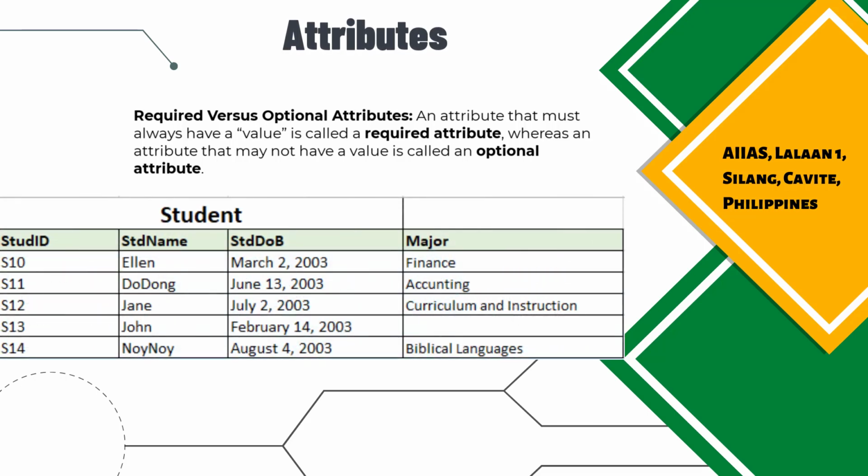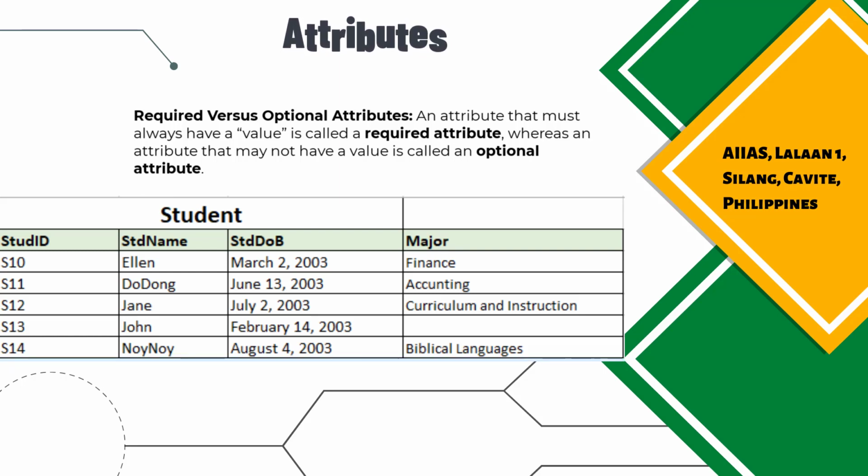Let me show you an example. Here, I have an entity called student, and the attributes are student ID, student name, student date of birth, and student major. Now, in this case, student ID is a required attribute because a record of a student in the database cannot be stored without its student ID. That means a student named Dodong, the record cannot be stored in this data set without the student ID S11.